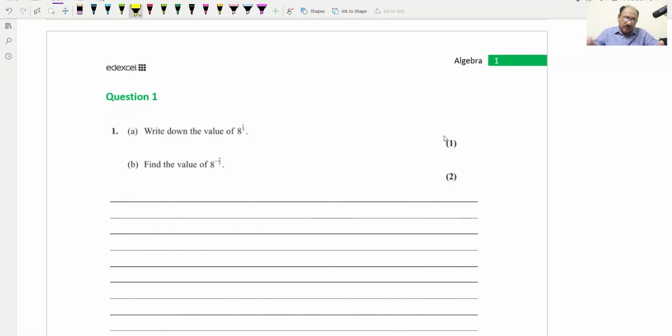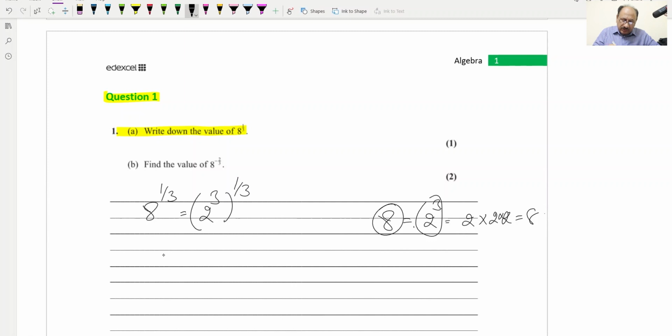Let us move to question 1. Question number 1 says, write down the value of 8 raised to the power 1 by 3. So 8 can be written as 2 raised to the power 3, which is 2 into 2 into 2. This will be equal to 8. So this 8 we will be writing as 2 raised to the power 3 over here, and whole raised to the power 1 by 3 as it is. Now this 3 will be cancelled with 3, and our answer will be 2. This will be our answer for A part.